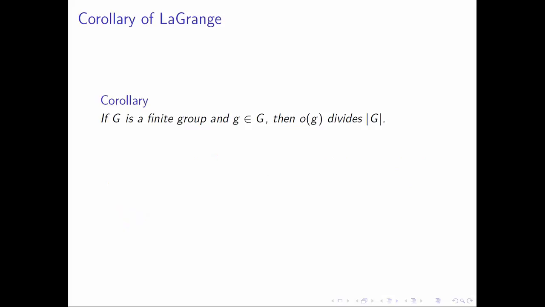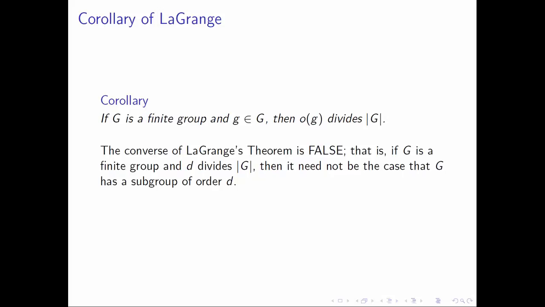One of the very important corollaries that we have of Lagrange's theorem is that if G is a finite group and little g is an element of that group, then the order of the element g divides the order of the group. This is an immediate consequence of Lagrange's theorem, since the order of this element is the size of the subgroup it generates. But just as it's hugely important to know the statement of Lagrange's theorem, it's also extremely important that you know that the converse of Lagrange's theorem is false.